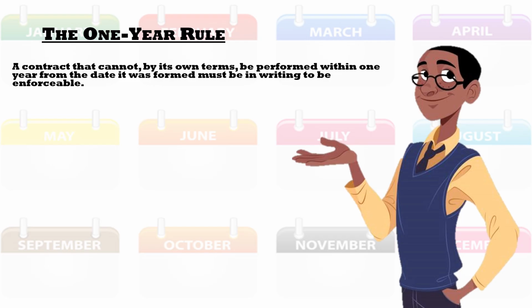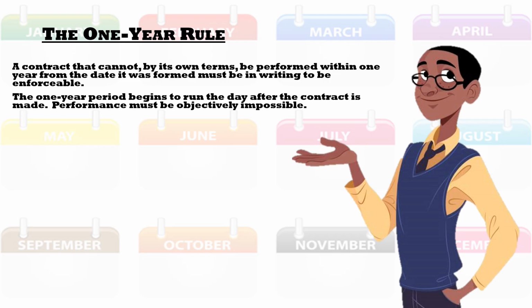Now, if I entered into a contract with you and I said I will give you $1 million if you take care of me for the rest of my life, that would not have to be in writing. Why? While it's unlikely, it is possible that I could die before the year is up. Now, really important, the 1 year period begins to run the day after the contract is made. And as I said, the performance must be objectively impossible. Not improbable, but impossible.